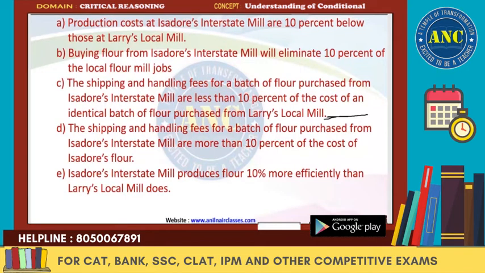Let's say, for example, there is a batch of flour that costs $100 from Larry's local mill. What will the passage tell us? That the same batch would cost $90 from Isadore's interstate mill. Yet, when purchasing from Isadore's, handling and shipping fees would apply. And what are we told? We are told that Isadore's total cost is cheaper than Larry's.